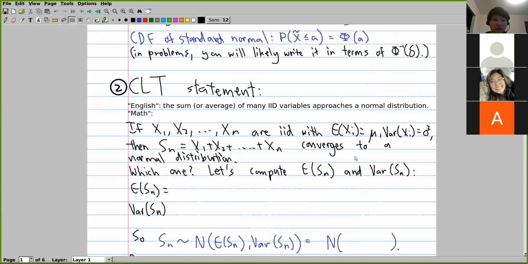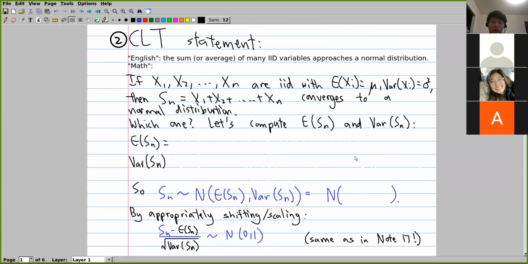All right, so now moving on to what the CLT actually says. I'm going to start by saying it in English and then gradually add more and more math, if that makes sense. So in English, the sum or average of a bunch of IID variables approaches a normal distribution. So in math, let's give names to our IID variables as well as their sum. Let x1 through xn be IID, where each of them has expectation mu and variance sigma squared. Then their sum, x1 through xn, converges to a normal distribution.